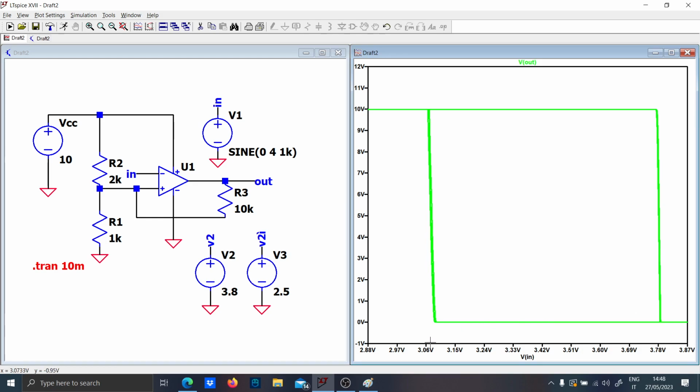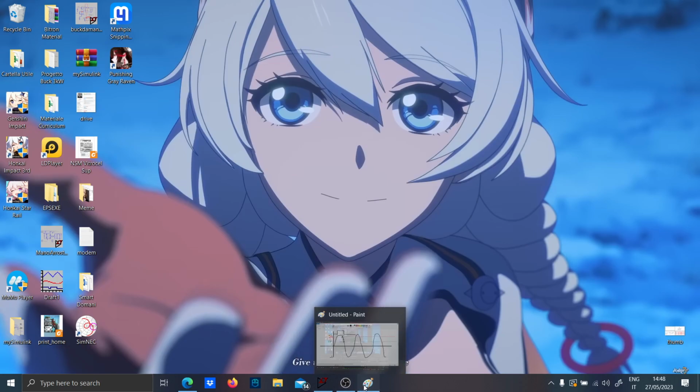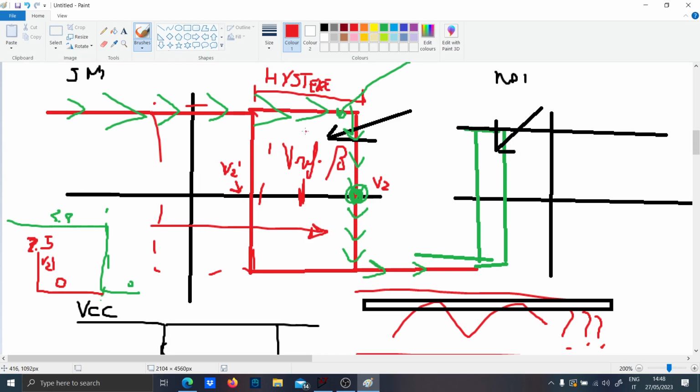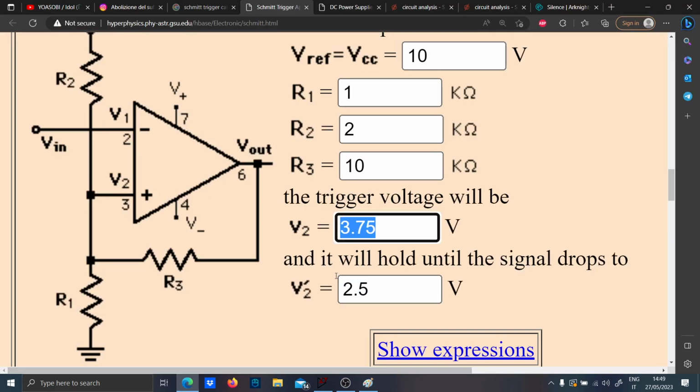Well, that's it for today. I hope that you understood everything. So let me make clear again the meaning of this. This is the first voltage that will be triggered, and it will be held until the signal drops to 2.5.